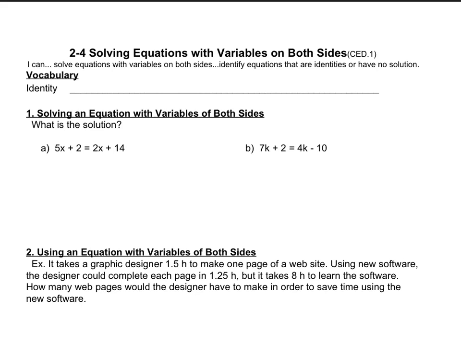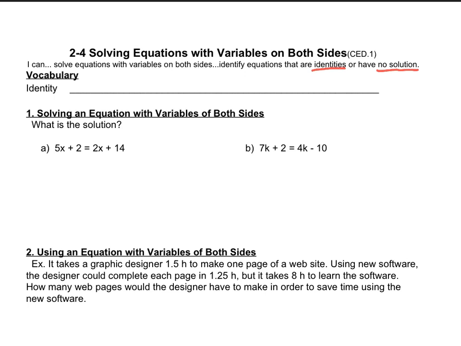Okay, so lesson 4 in Unit 2, we're going to be solving equations with variables on both sides. So that means an equation where x is on the left side of the equation, x is on the right-hand side of the equation. We are also going to identify equations that are called identities or equations that have no solutions at all. So it'd be nice to know what an identity is.